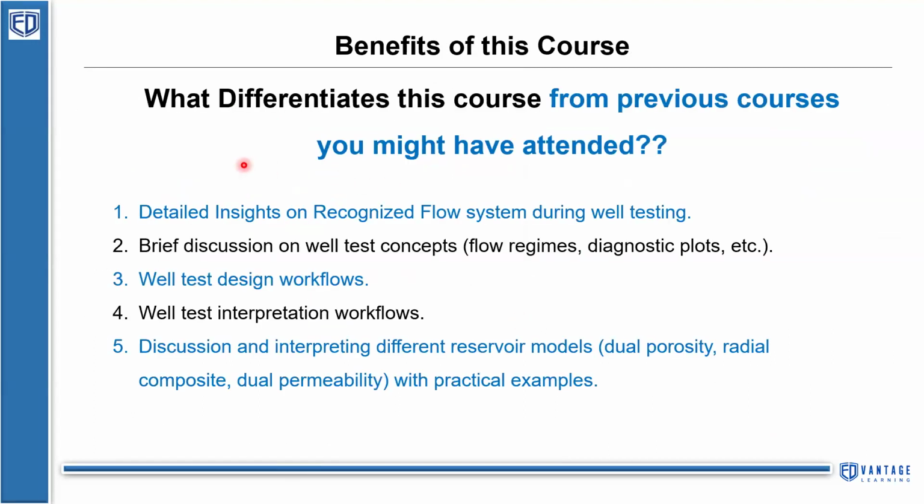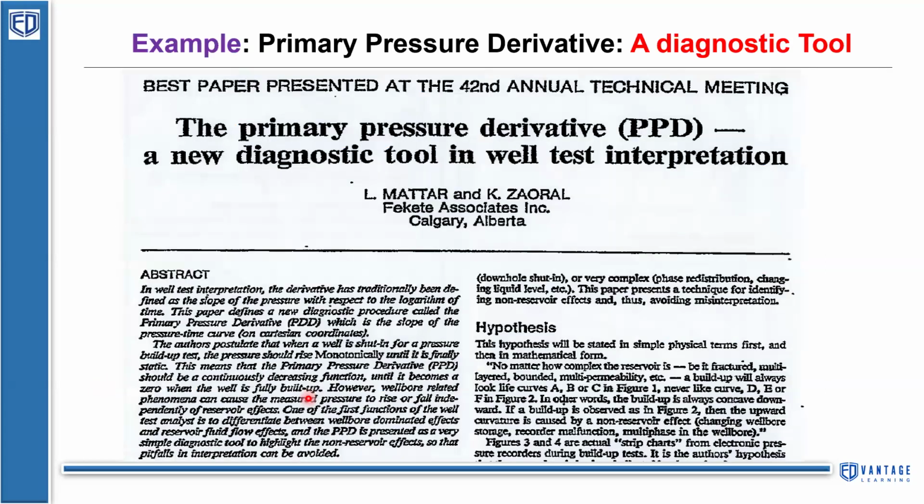So maybe you have already done some similar course in your college or your industry. But what differentiates this course from your previous courses is that we will be looking at detailed insights on recognized flow systems using well testing. We will discuss briefly well test concepts. We will understand the design workflows. We will understand the interpretation workflows. We also will discuss several reservoir models like dual porosity, radial composite, and dual permeability with practical examples in the field.